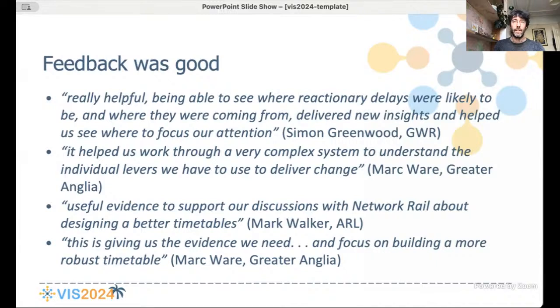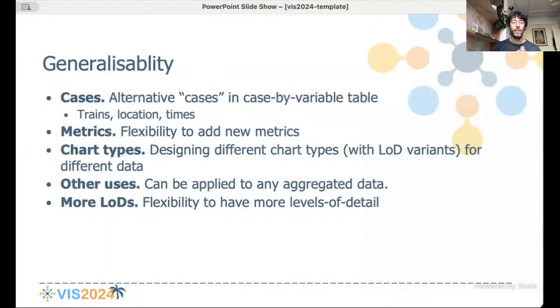And they also liked the fact that we could look at the effects of trains on each other, so what key trains were that caused lots of delay that we wanted to focus on. The technique is generalizable, so we can use different cases. We used trains in this case, but we did use location in a different table, and that meant that each row was a station, and we were calculating metrics on the delay characteristics of a station. We can also flexibly add new metrics by adding new columns to the table.